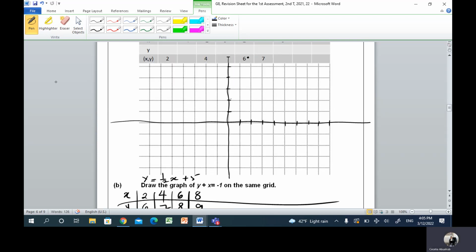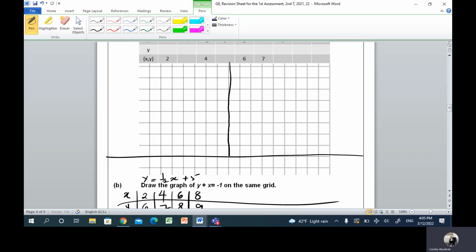To be honest, I would be smart if I have only this space. Sorry, let me teach you something here. I can always bring my x-axis to here and my y-axis to here. Okay, 1, 2, 3, 4, 5, 6, 7, 8. Now I have more space, and 1, 2, 3, 4, 5, 6, 7, 8, 9. I have no problem with the x-axis.